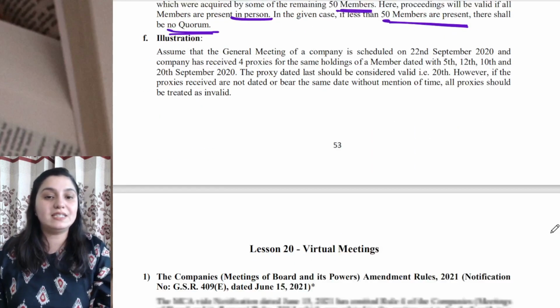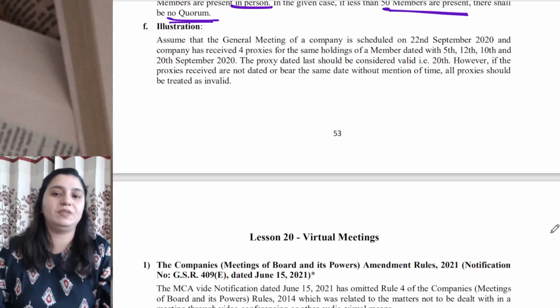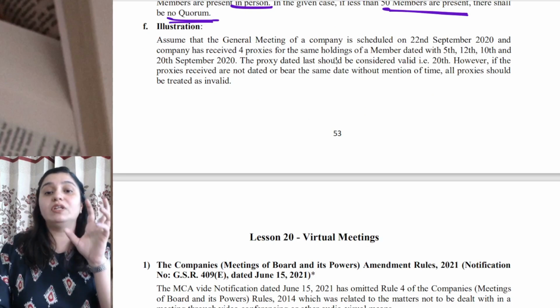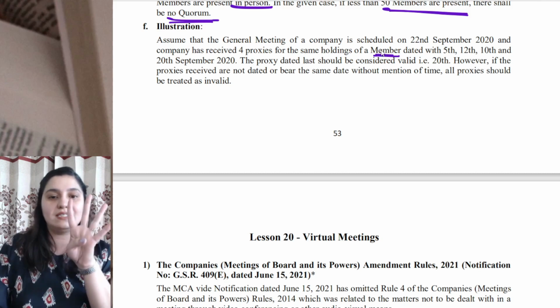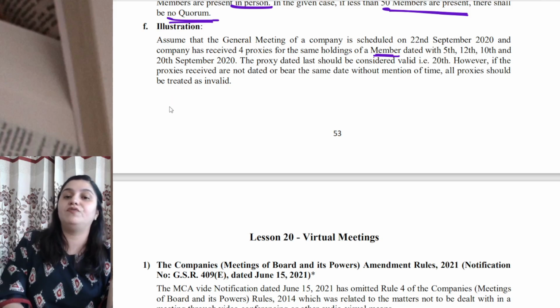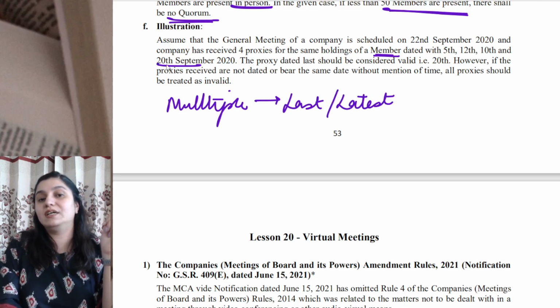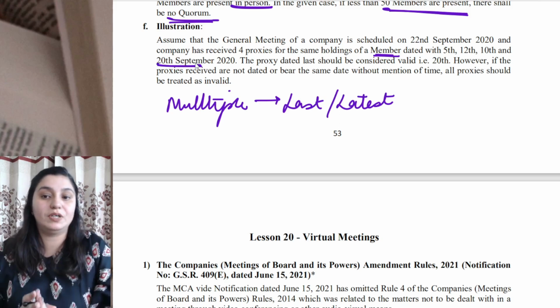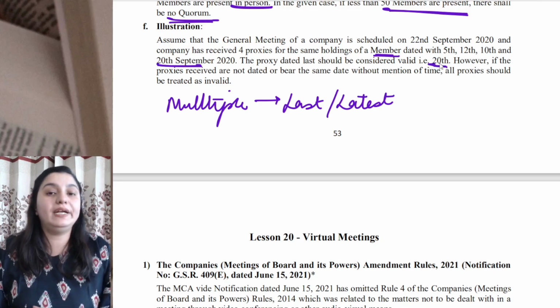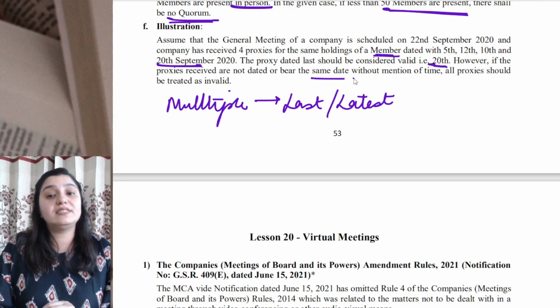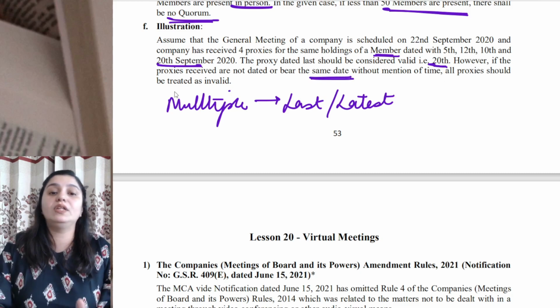The next illustration is, assume that the general meeting of a company is scheduled on 22nd September 2020 and the company has received 4 proxies for the same holdings of a member. That means one person has submitted 4 proxies with 5th, 12th, 10th and 20th. This we have read that when there are multiple proxies, the last or the latest one is valid, so we would consider the validity of 20th September only. The proxy that was submitted on 20th is valid, though on the same hand they say if proxies are not dated or bear the same date without the mention of time, all the proxies are invalid.